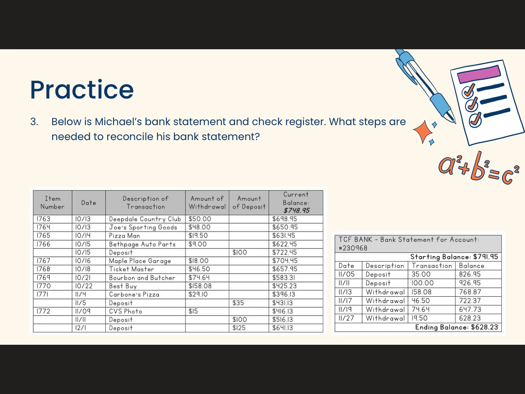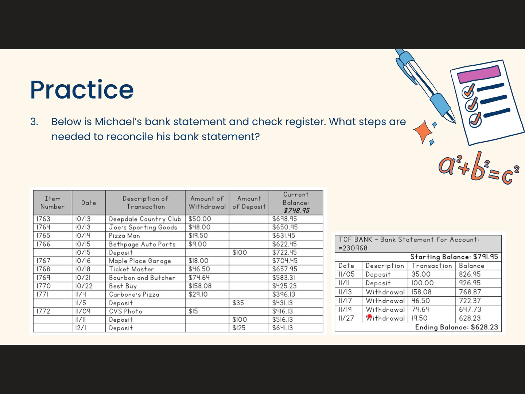Okay, now we are going to do one that's a little bit larger. So now we are looking at two different things. Here in this problem, we have the bank statement, and then we have Michael's check register right here. This is everything that Michael has been keeping track of, and this is what the bank shows right here. So let's figure out what we have and what we don't have.